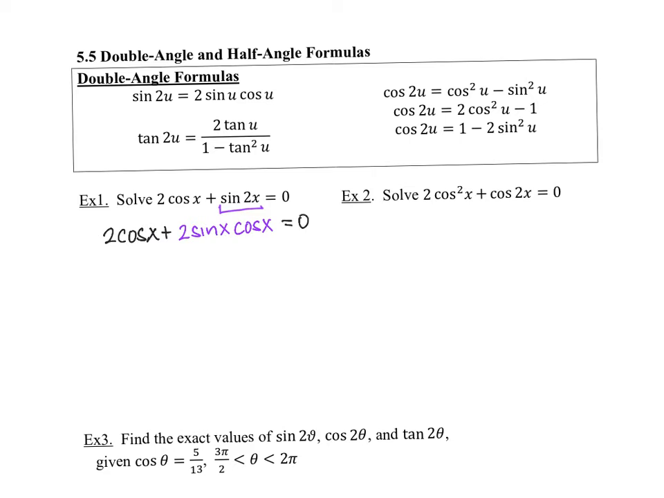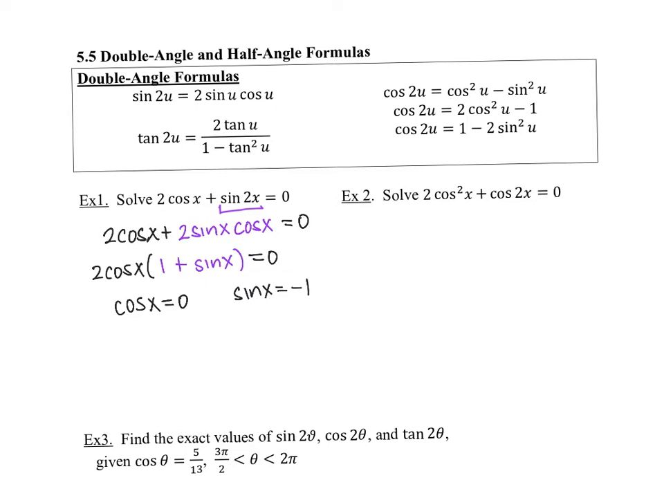equals 0. Okay, now since everything's kind of in terms of x, I can solve like normal. This actually has a common factor. I can take out 2 cosine x. And then what am I left with? I'm left with 1 plus sine x equals 0, which gives me cosine x equals 0 and sine x equals -1.